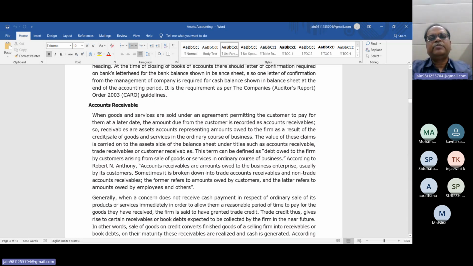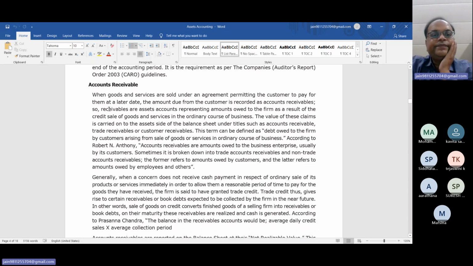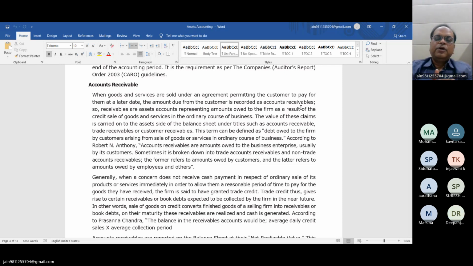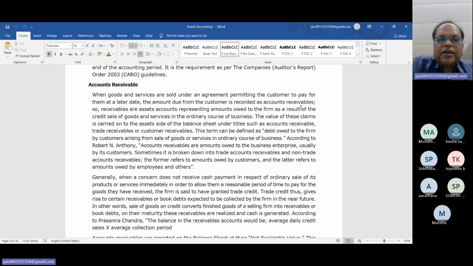Next concept is the account receivable, or account receivable means debtor. When goods and services are sold under an agreement permitting the customer to pay at a later date, the amount due from the customer is recorded as account receivable. Or we can say, when goods are sold on the basis of credit or a service is provided on credit, then definitely a debtor will arise. So debtor, account receivable or bills receivable, all are the same.